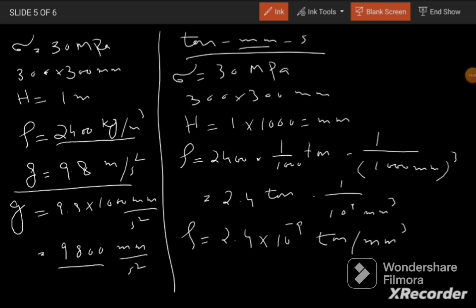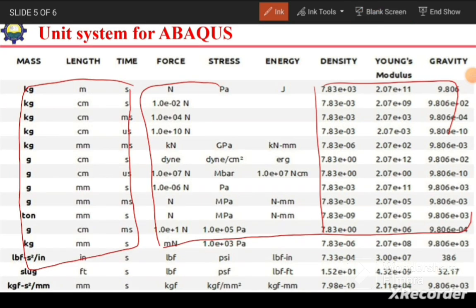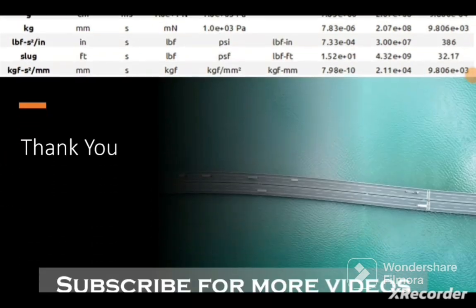So in this way we will make our unit consistent, and we need to be vigilant while substituting these values. We may be given the values with respect to different basic units, but we need to make them consistent based on our selected system. I hope you have got the idea of how we can make our unit consistent while modeling in Abaqus.